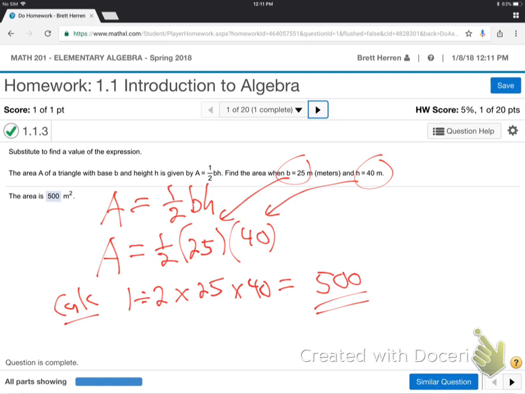You could do it by hand by taking half of 40. Remember how I talked about that? Half of 40 is 20. 20 times 25 is 500. Either way, by calculator or by hand. Is that good? Questions on that?